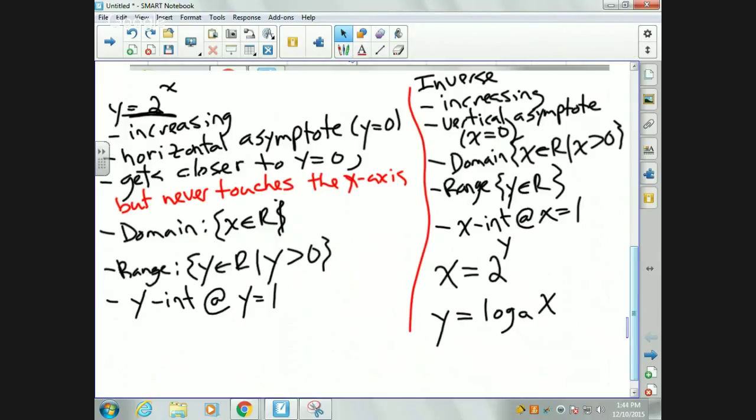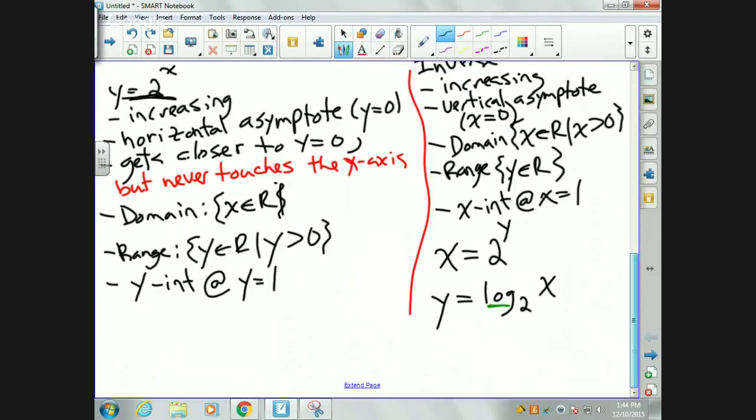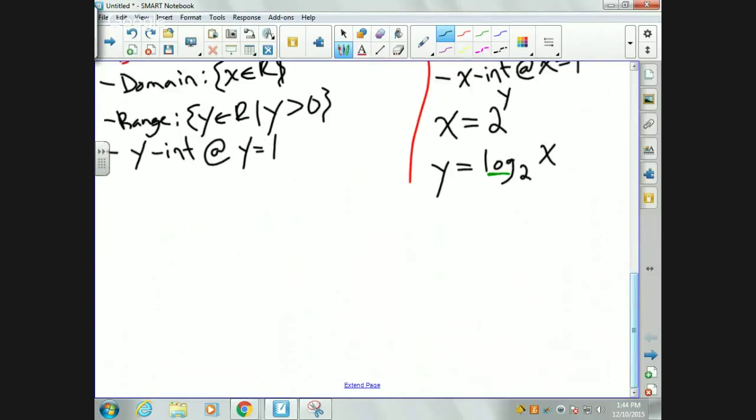Yes, there's a log button on your calculator that says log. Sorry, I wrote an A here. There should be a 2. I was just writing the general form for it. Just a little 2, it's a subscript. So the log and the x are on the same line, and the 2 is a subscript.